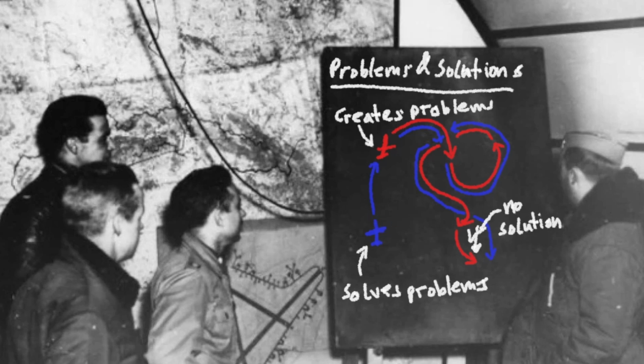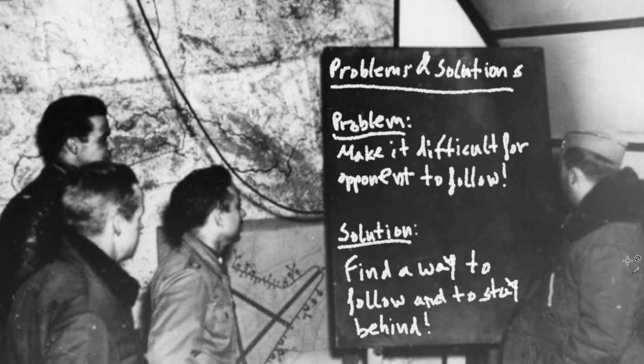So if we want to summarize that in words, we can maybe find a phrasing such as this. A BFM problem is basically this: it makes it difficult for an opponent to follow you through maneuvering. A BFM solution is a way to solve these problems. In other words, you find a way to stay behind the opponent or the target that you're following. So you're capable of following and staying behind the opponent, in other words, behind his 9-3 line.